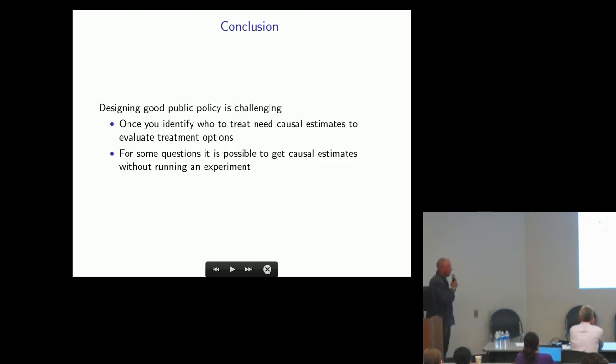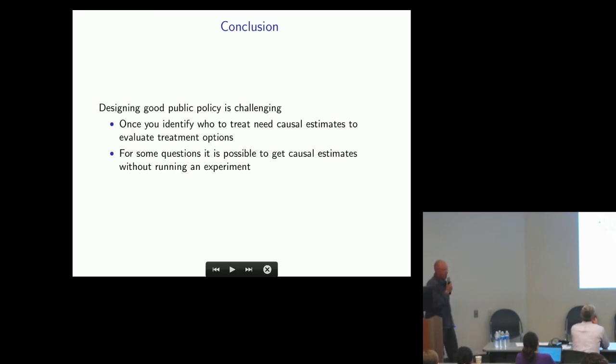So just to conclude, if we want to design good public policy, there's two things we need to do. The first is figure out who needs the treatment, and the second is to figure out which treatments work, and that's fundamentally a causal question. And for some of these questions that we're interested in, not all of them, mind you, but for some of them, there's ways other than experiments to get estimates with a causal interpretation that we can then use to decide which treatment we prefer to target a particular problem.